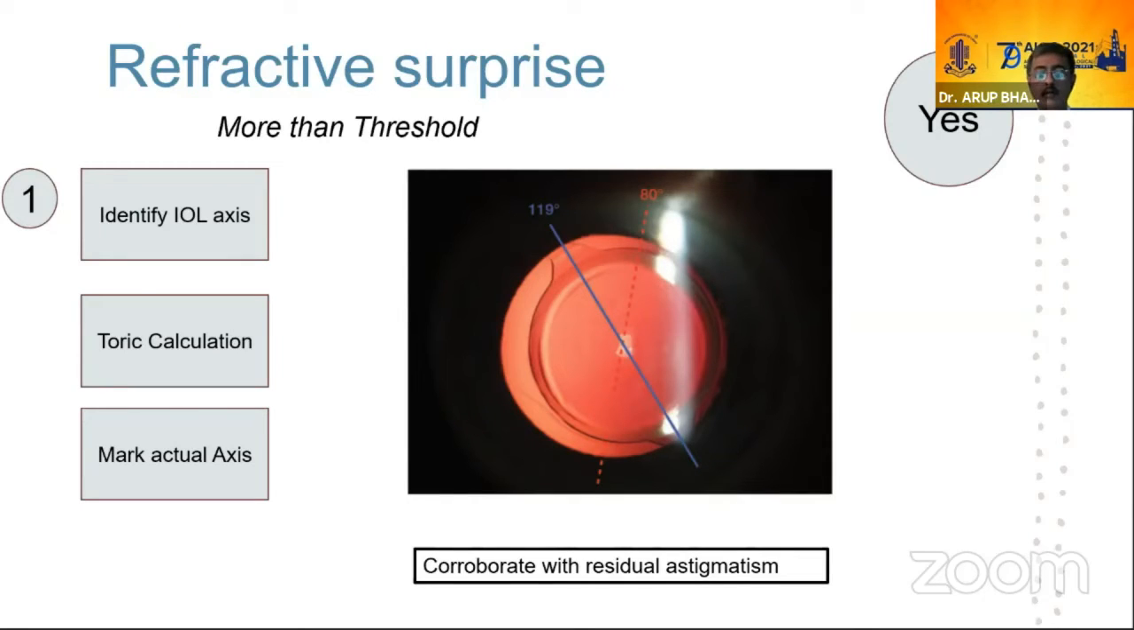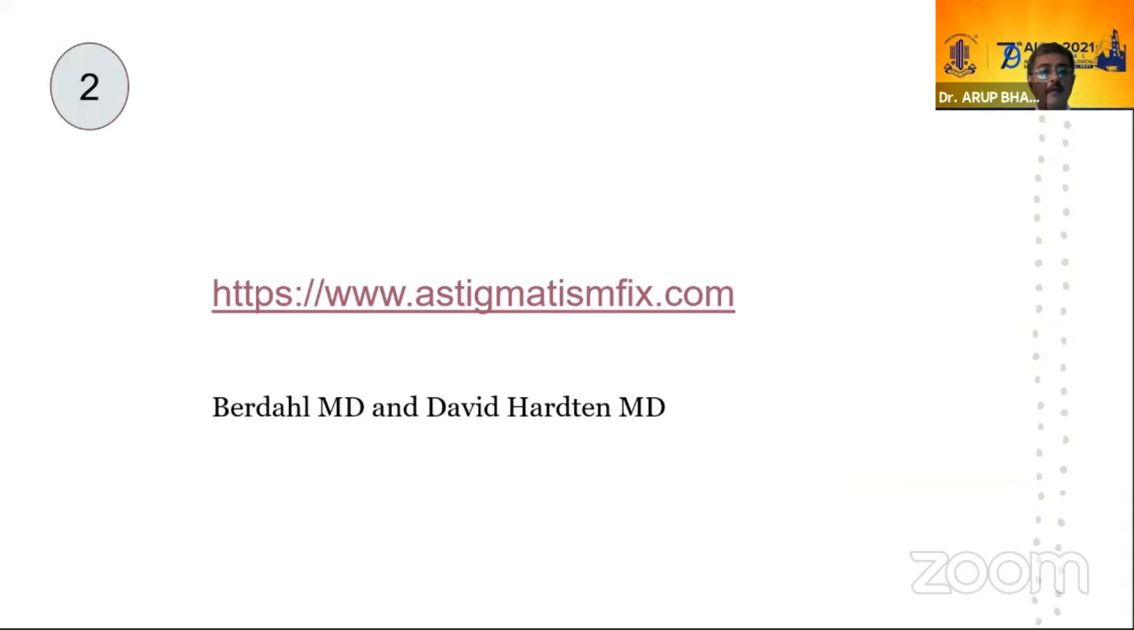You can straight away go to mark again and go to OT and rotate the IOL. And how do you calculate this? You can definitely go. I suggest everyone to go. This is astigmatismfix.com. This is a wonderful website. This is a free website, and you can do the calculation with this.